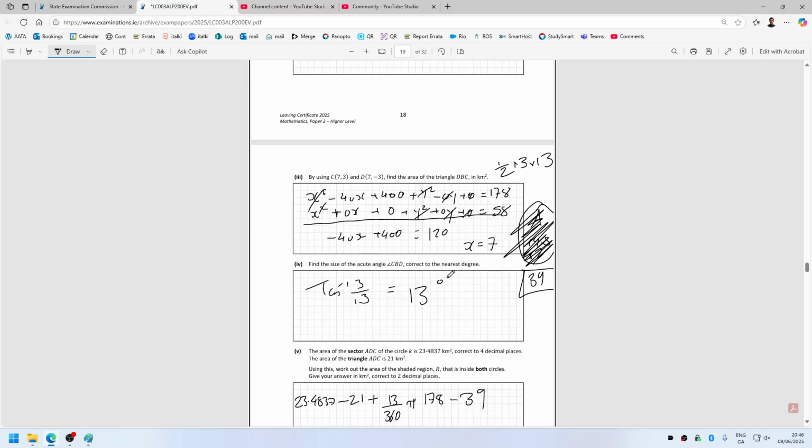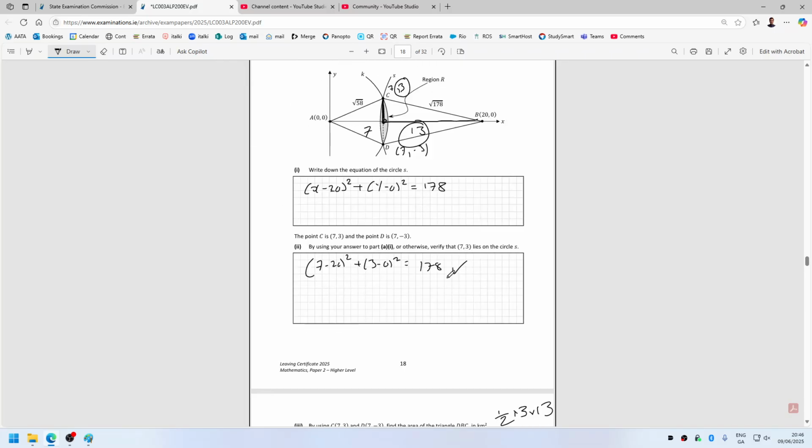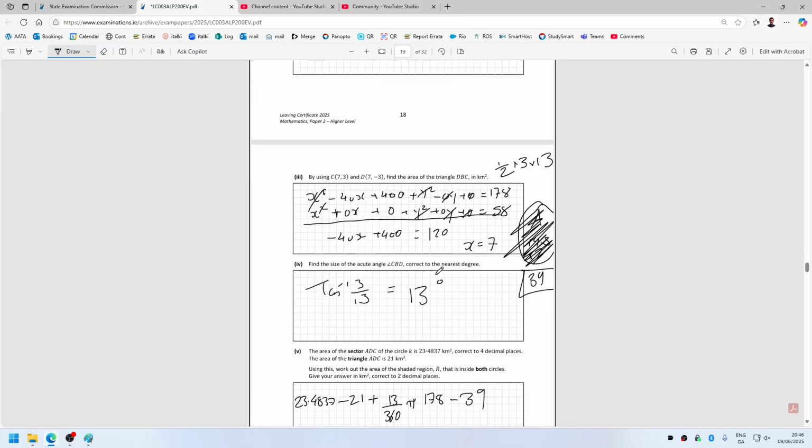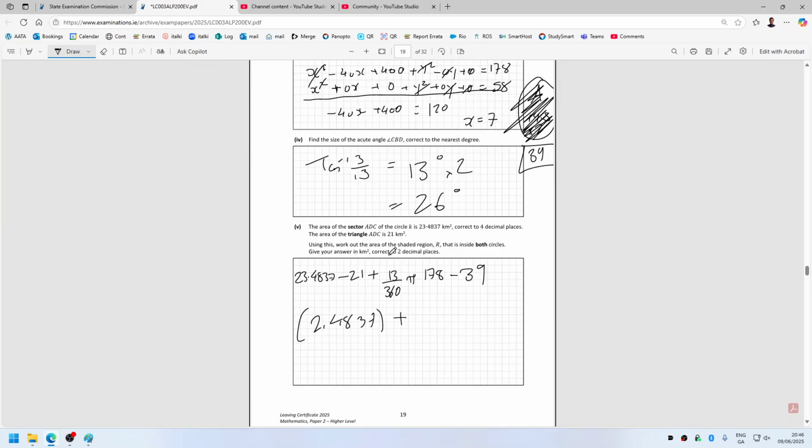Oh, but the angle is wrong. The angle is CBD. Again, I forgot to multiply that angle by 2. Silly Stephen. It's 26. So that's 26. 26 divided by 360. Should have been more careful. So then this one here is 1.3869. Two decimal places, 3.87.